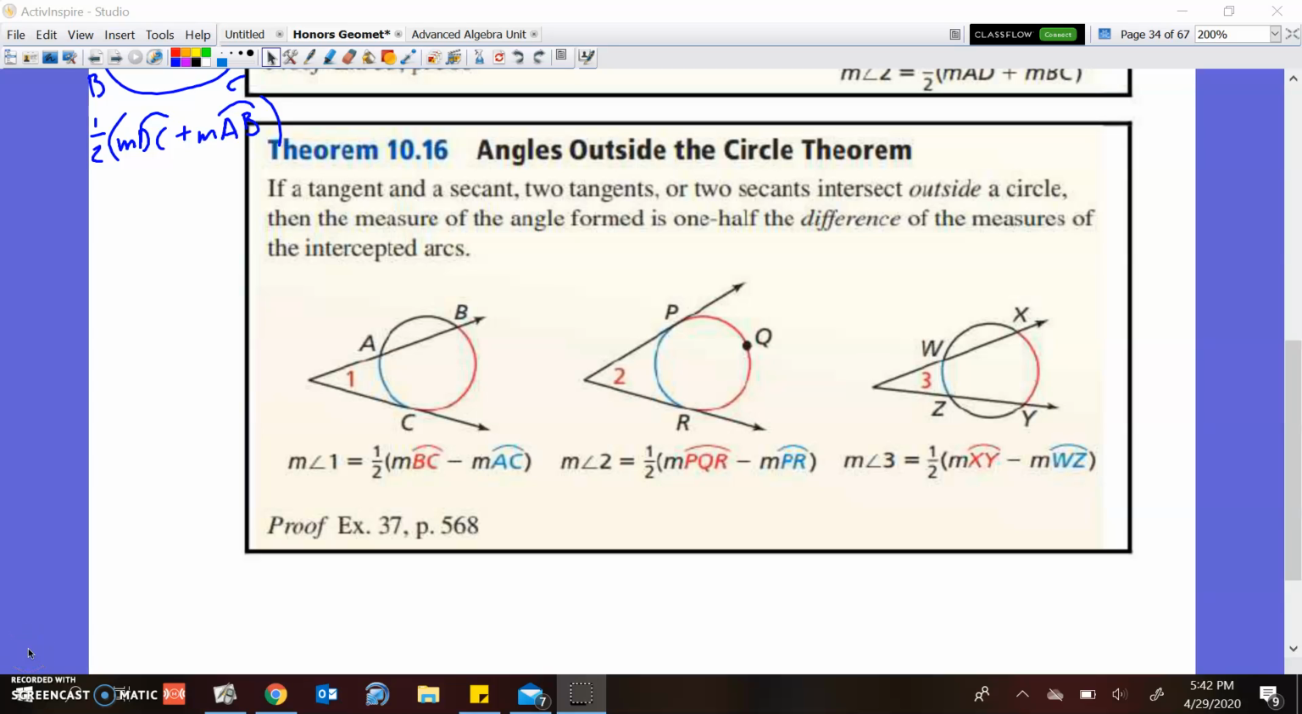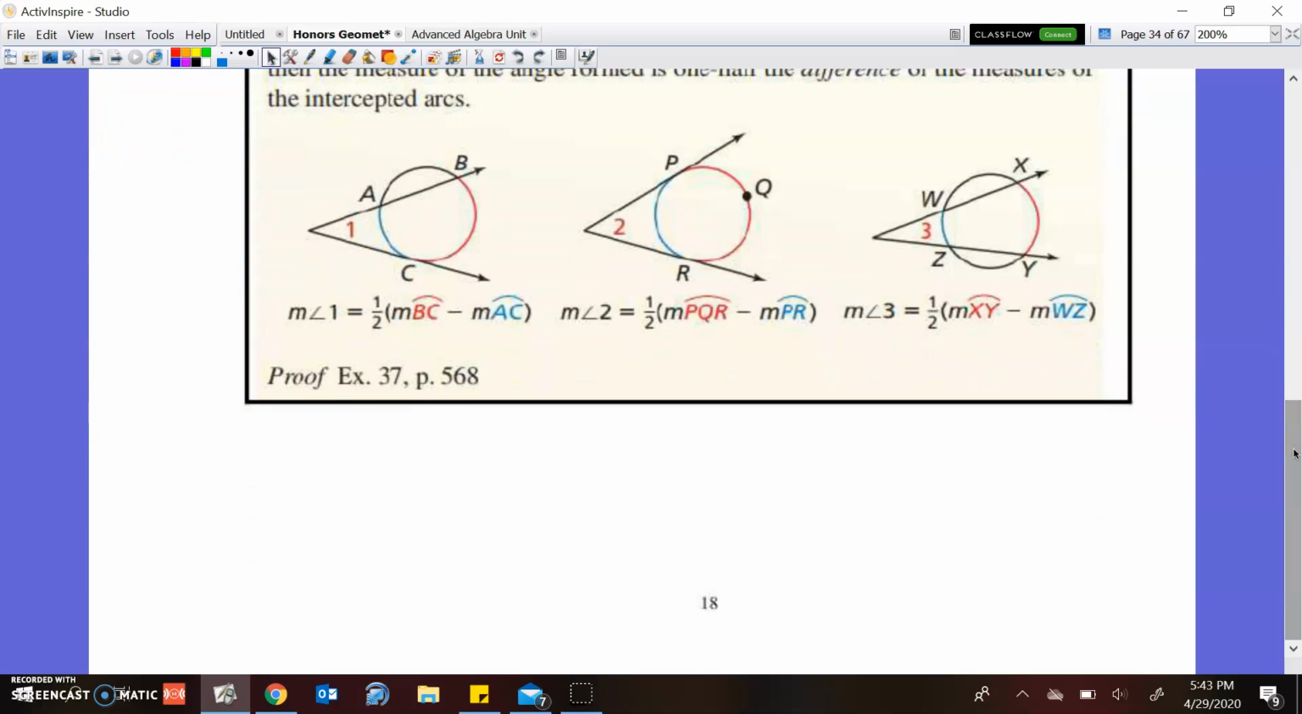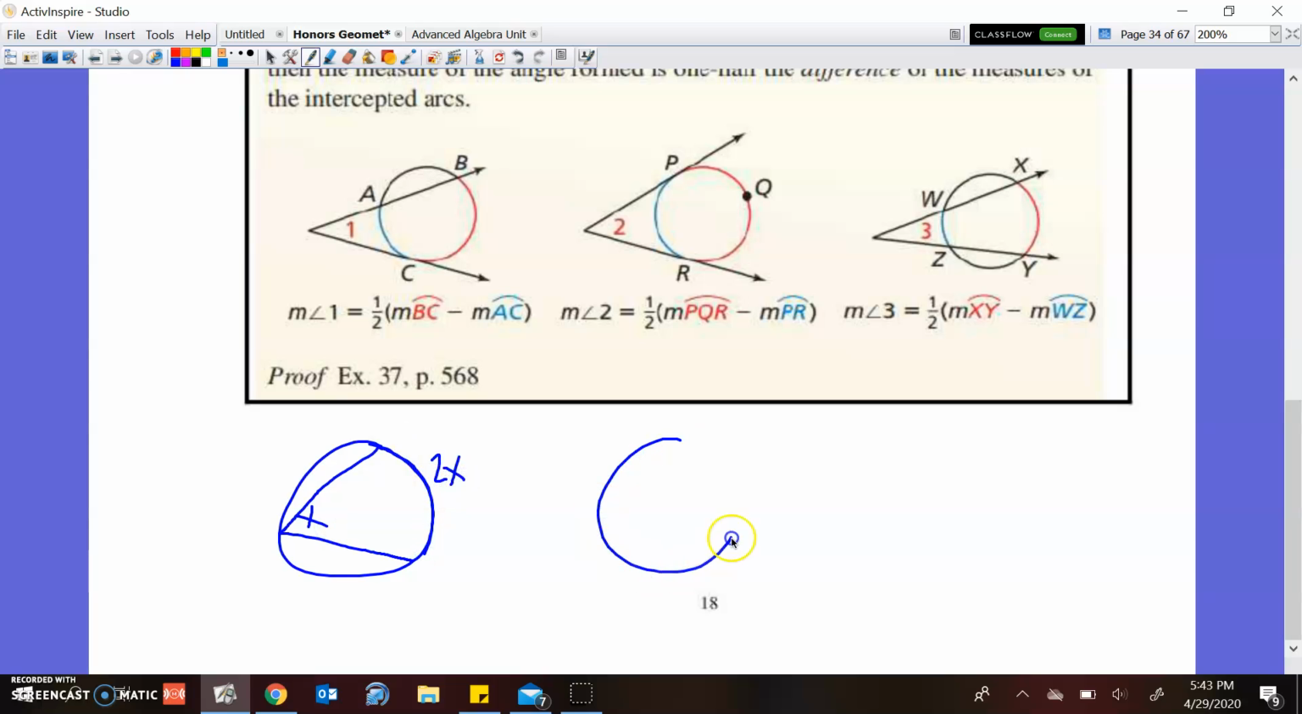Okay, so now let's take a look at the second half of lesson 10.5. We said that there's three ways that chords, or any segment for them, secant or a tangent, can intersect within a circle. So they can intersect right on the circle, and we looked at that ratio, that's x, and then the intercepted arc is 2x. They can intersect inside of the circle, and that's what we did in the last lesson.